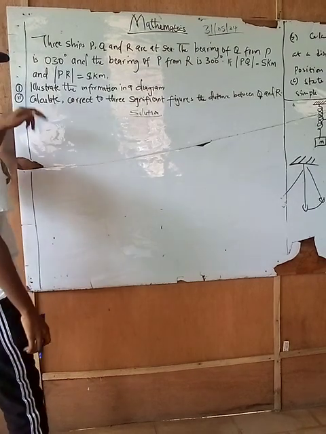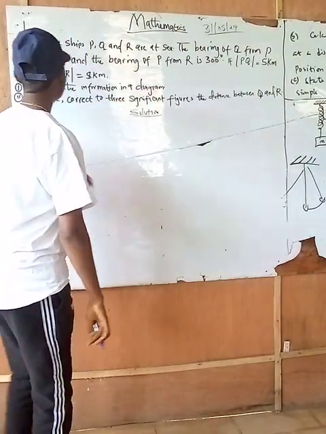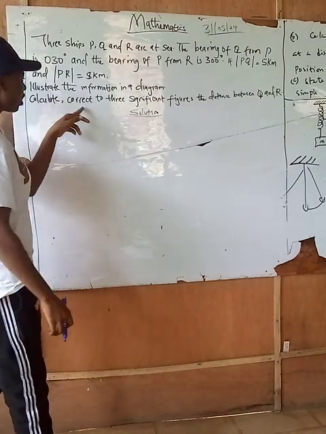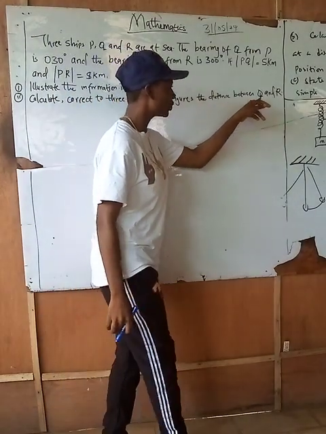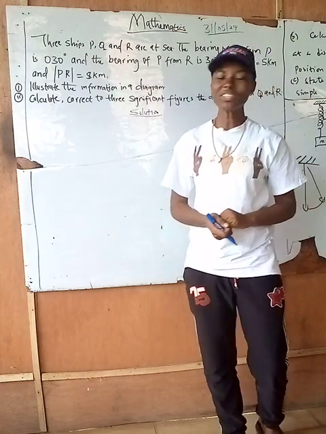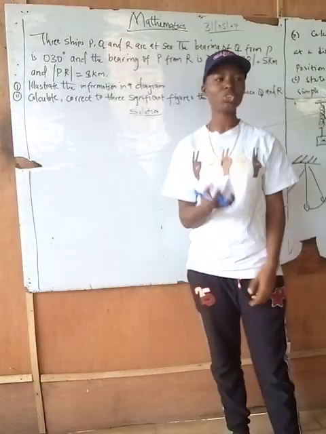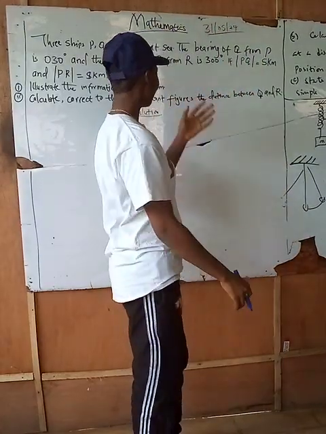Now, here's the question. It said, illustrate the information in a diagram. The second question said, calculate, correct to three significant figures, the distance between Q and R. Now, the first question said we should illustrate the information in a diagram. How do we illustrate the information in a diagram?